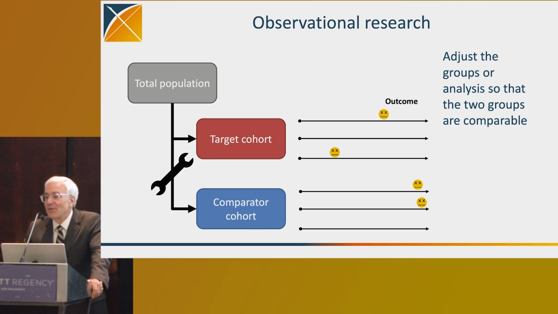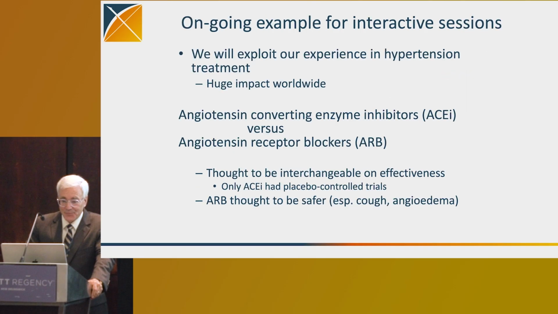And we'll be explaining different ways that we do this. We adjust the groups, or we adjust the analysis so the 2 groups become comparable. And Linying will go over that in the next talk. And then actually the whole theme will be that.